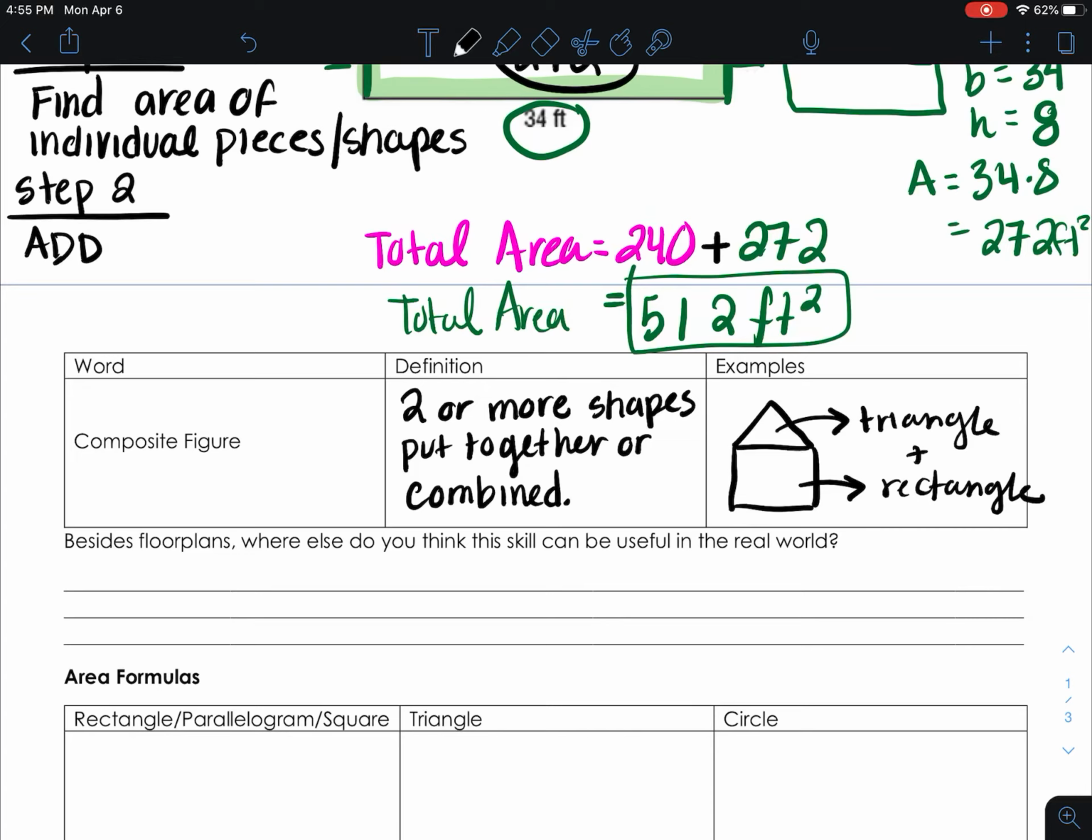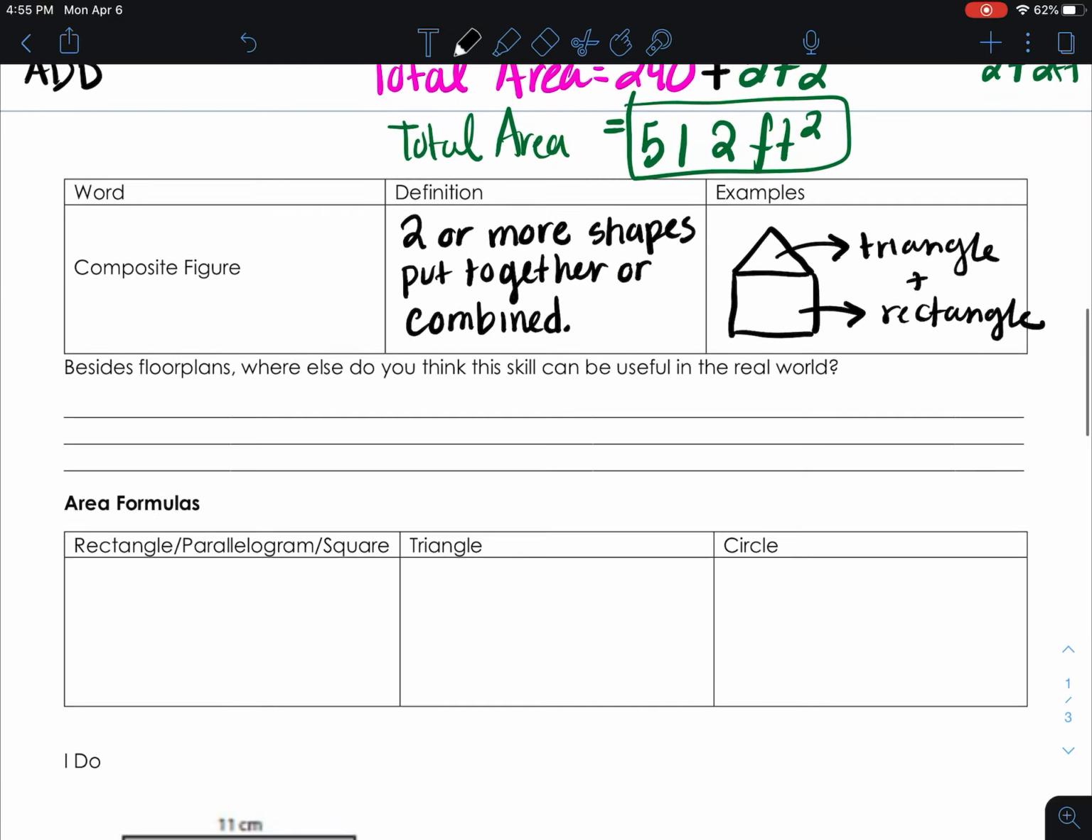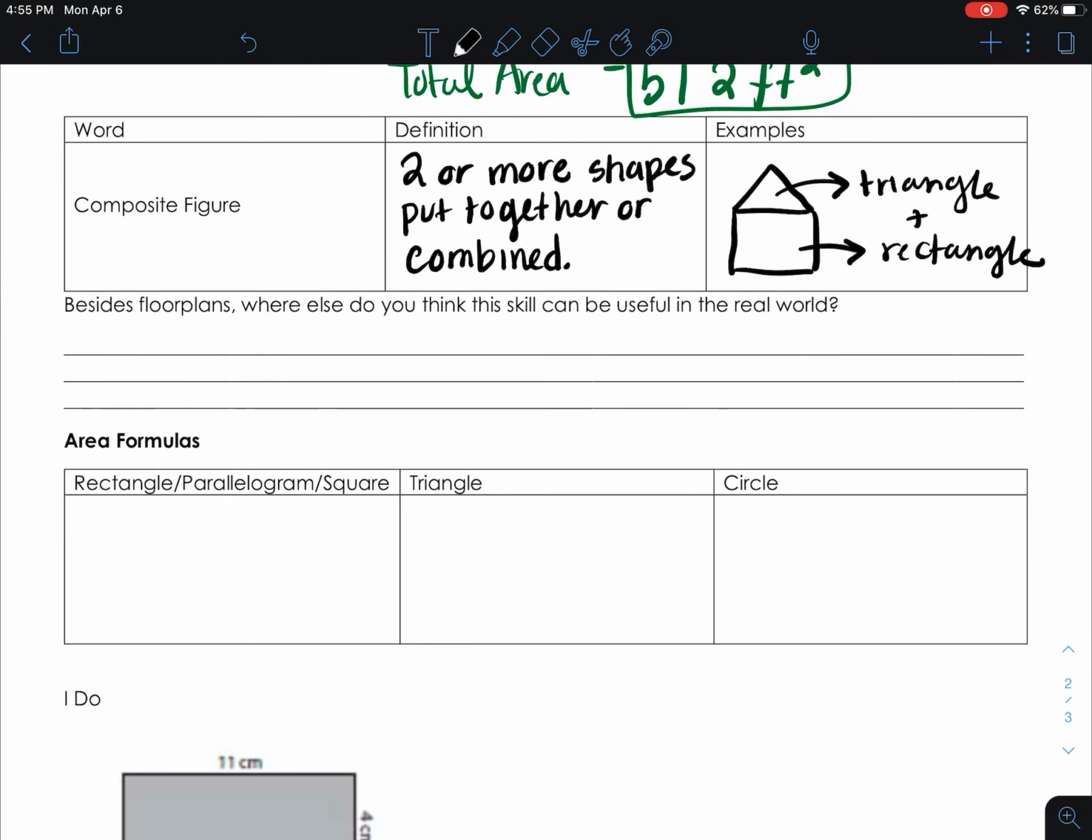That's a composite shape. So I would solve that by finding the area of that triangle and then adding it to the area of the rectangle, and that's it. Okay? Just a quick review, and by the way, the notes on this video are going to be also on Google Classroom, so check out for that.